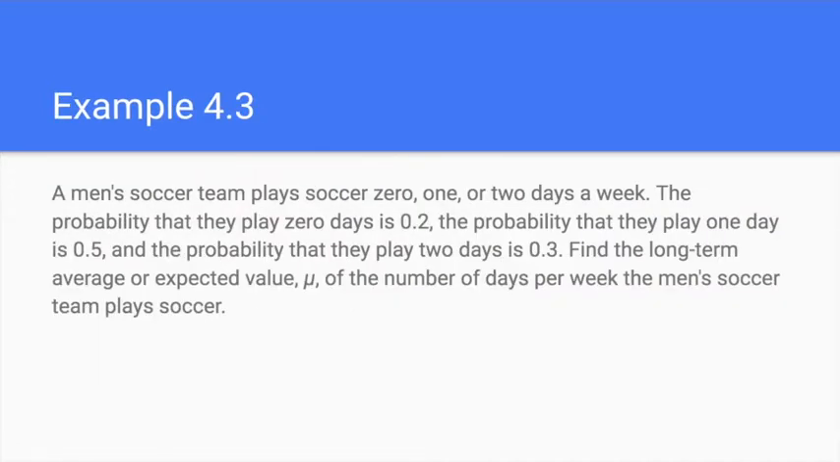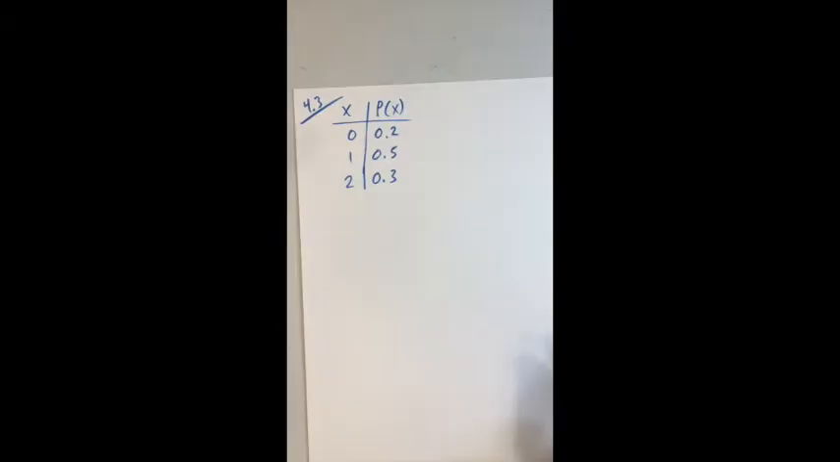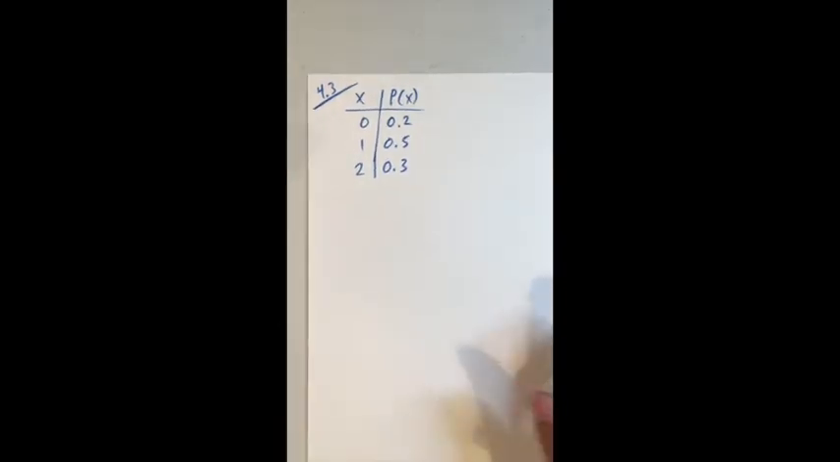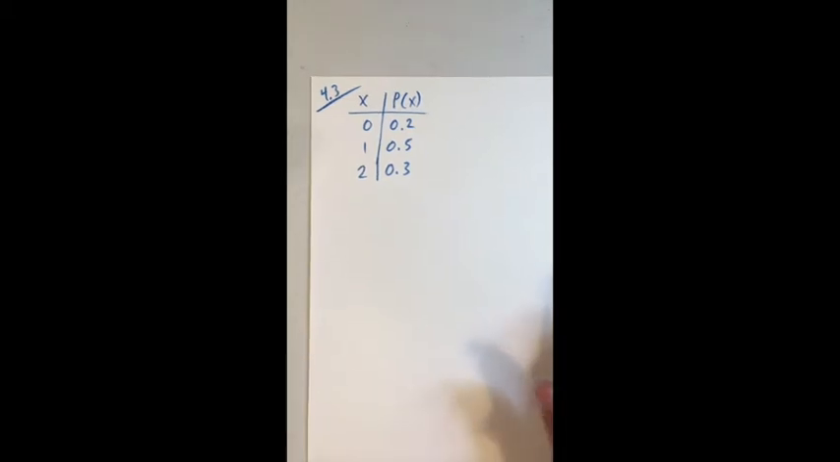So for example, we have a men's soccer team that plays soccer either 0, 1, or 2 days a week. The probability they play 0 days is 0.2, the probability of 1 day is 0.5, and the probability of 2 days is 0.3. So we want to find the long-term average or expected value, mu, of the number of days per week the men's soccer team plays soccer. So we're going to switch over to the document camera. This is a relatively simple example, but I think the document camera will be helpful just to see the process. All right, so we're going to find the mean of this probability distribution function.